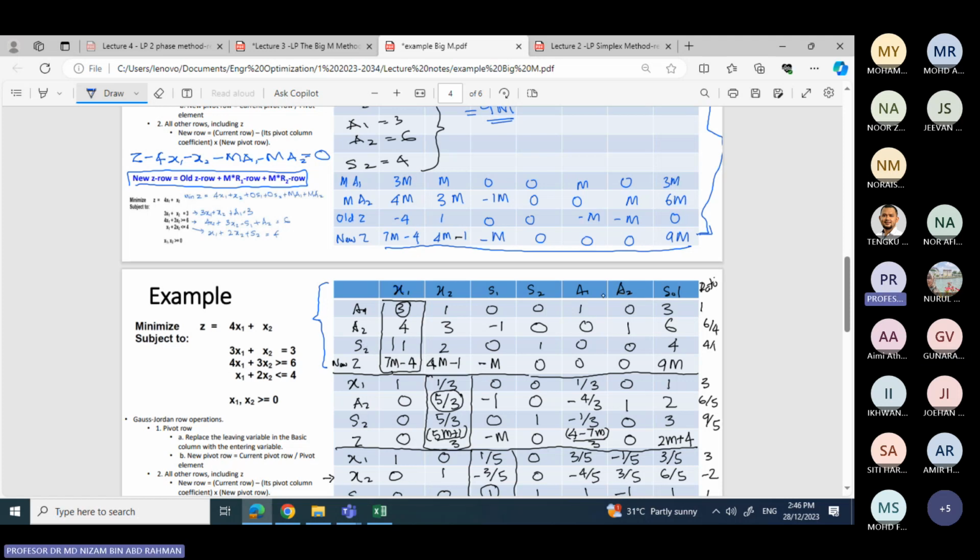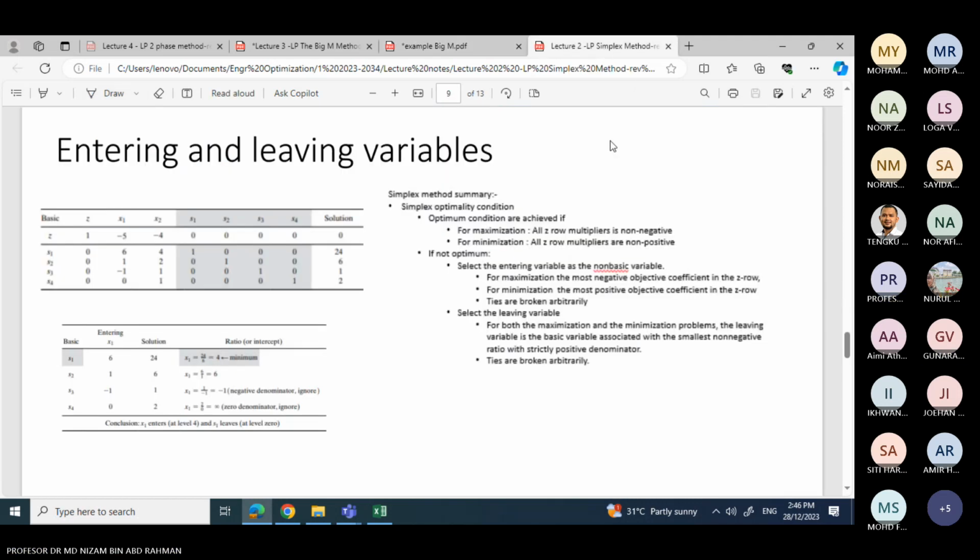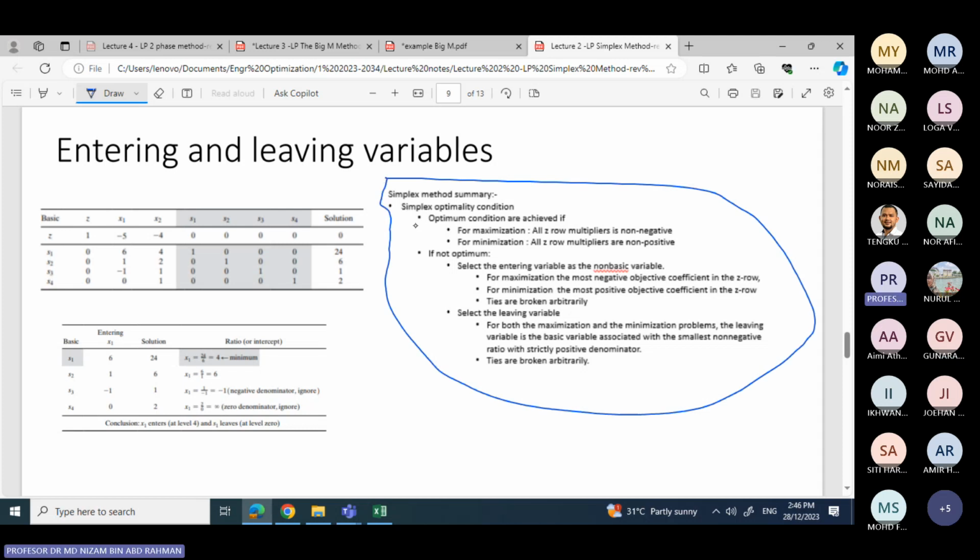So now we have this tableau, right? The initial tableau, and we want to solve it. What's the next step? Find the most negative. Fine, if it's maximization. So let's look at, okay, can you see this note that we went through during the simplex method? Nampak tak? Yang saya bulatkan ni. Nampak tak? Yes, yes. Okay.